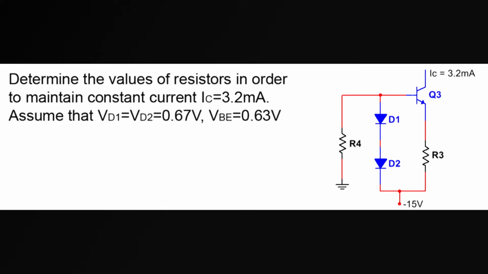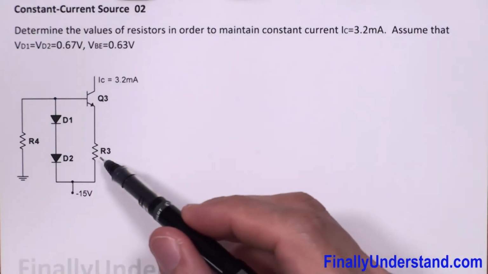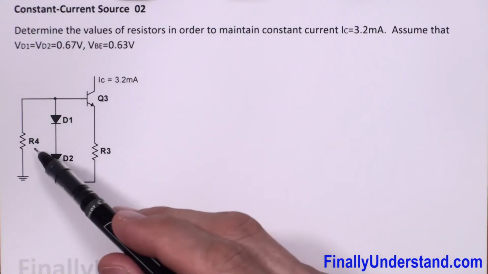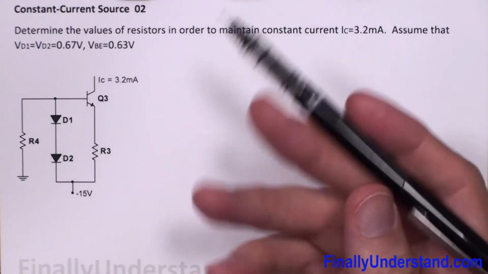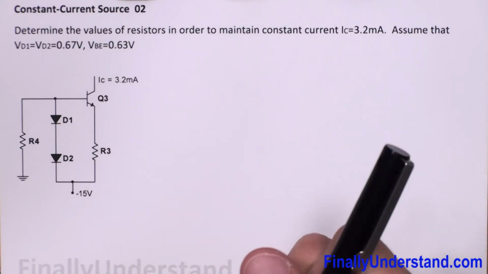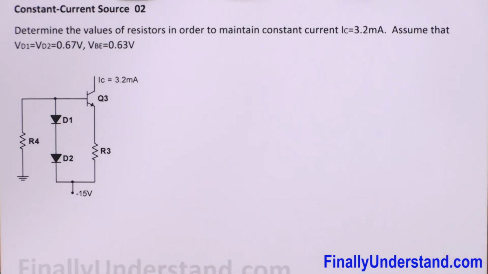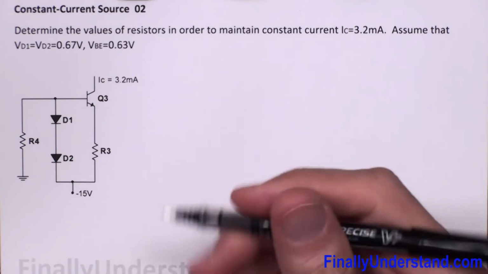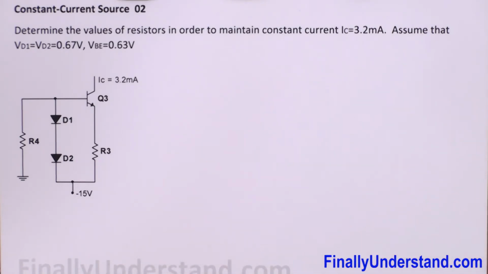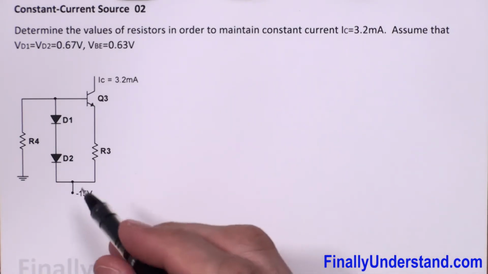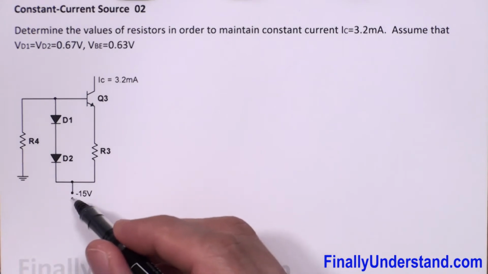Let's take a look at this example. This time we're supposed to find the values of resistor R3 and resistor R4 in order to design the constant current source. So, from where we're supposed to start solving this problem? I would start solving this problem by drawing the voltage sources, okay?